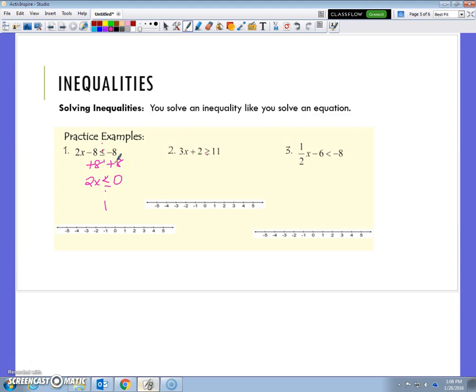Negative 8 plus 8 is 0. Now I have 2 times x, so I will divide by 2. X must be less than or equal to 0. All right, now there's a lot of different numbers that x could be that are less than or equal to 0. So we're going to represent the solution by a graph.